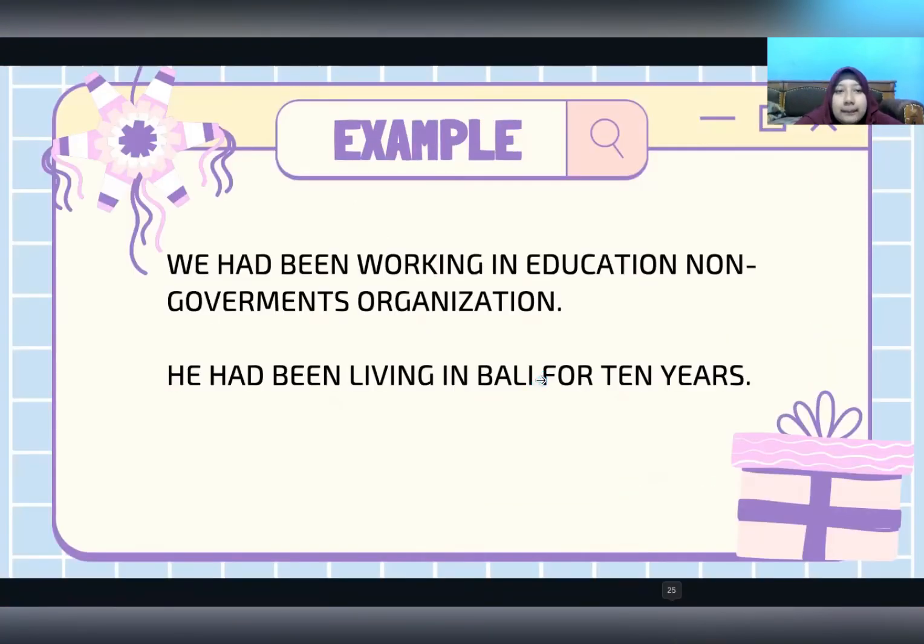So, in my analysis of the journal and my children's storybook, I cannot find a sentence that uses past perfect continuous tense. In the journal, the results of research have been carried out in the past, but the effect still continues to this day. So this journal dominantly uses present perfect continuous tense.